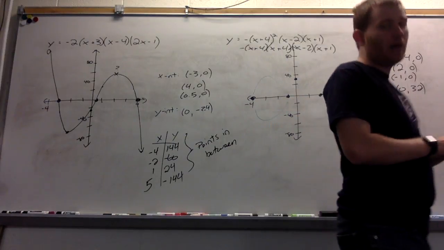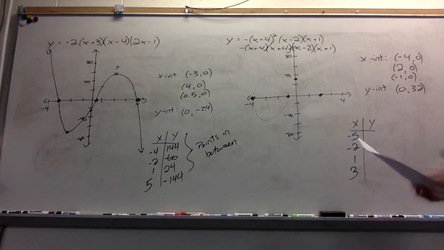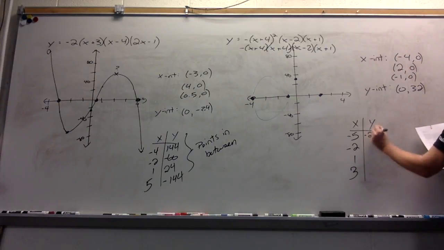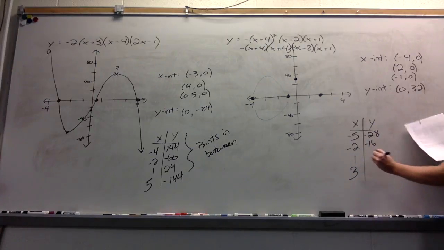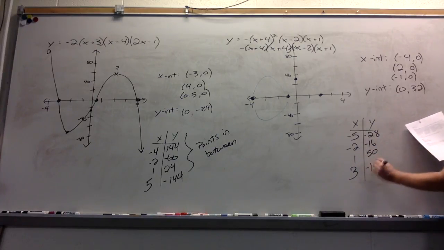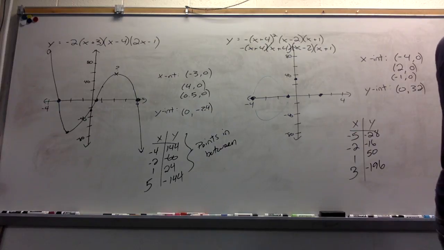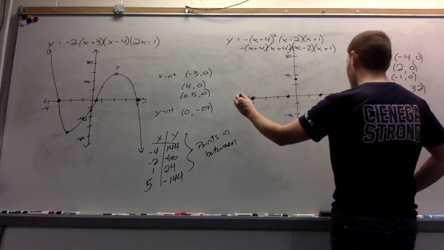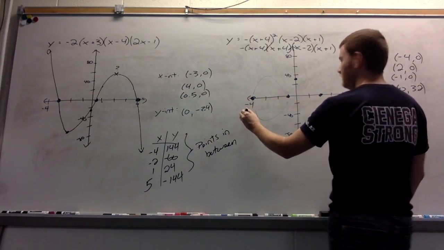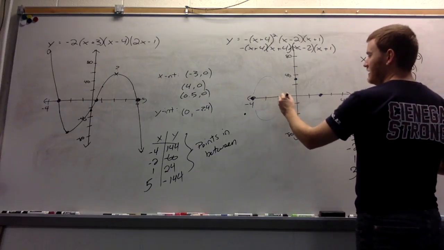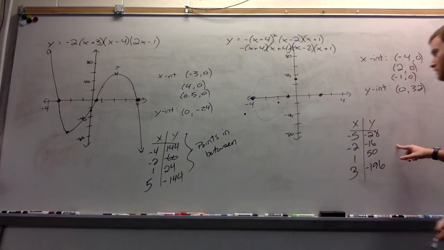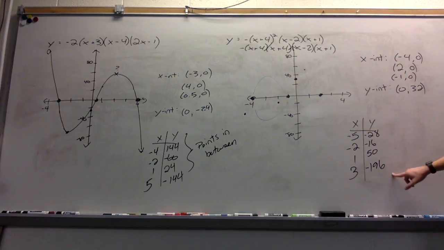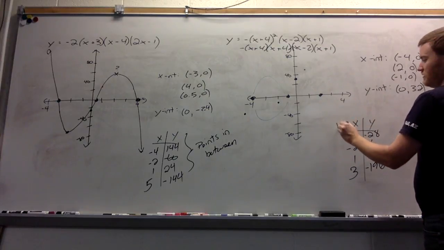So I do that, I use my calculator. I would suggest go to your calculator and verify these answers just so that you know you can find these as well. My 4 answers are going to be -28, -16, +50, and -196. I plug all these points in, and I'm going to have -5, -28, right about here. -2, -16, maybe right about there. 1, 50, which is up here. And 3, -196, which is down in this direction.